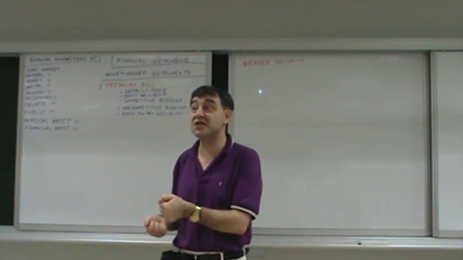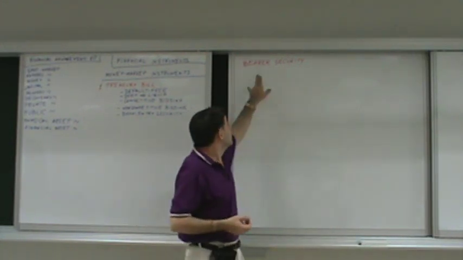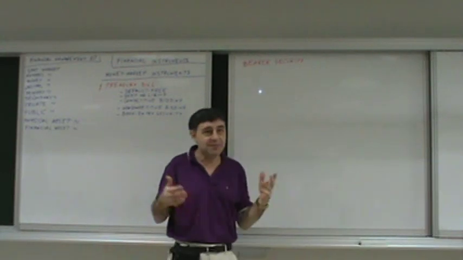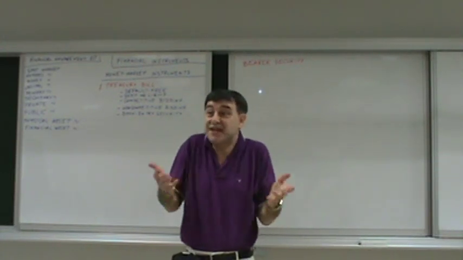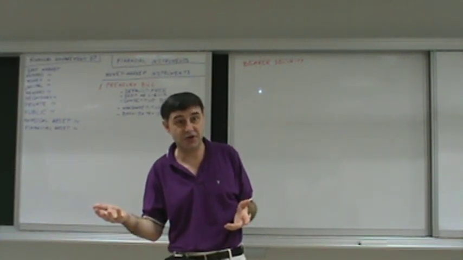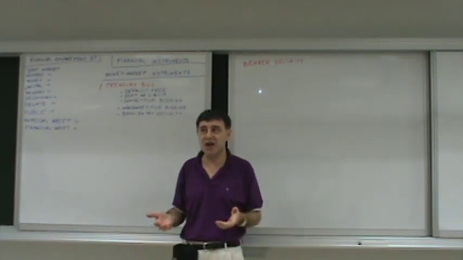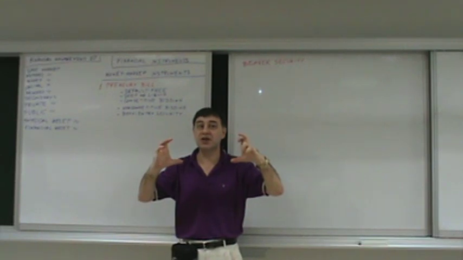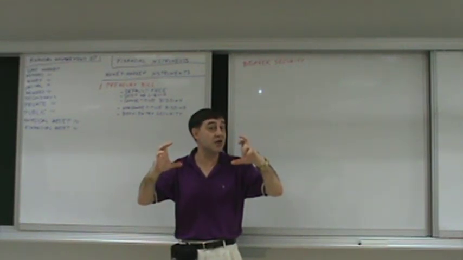Bearer securities are risky in the sense that they can be just stolen. They could be simply stolen from you. That's the primary risk of a bearer security. But bearer security is really good. You may have a bearer security with a face value of $10,000.